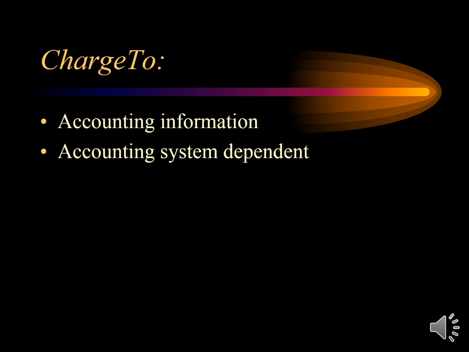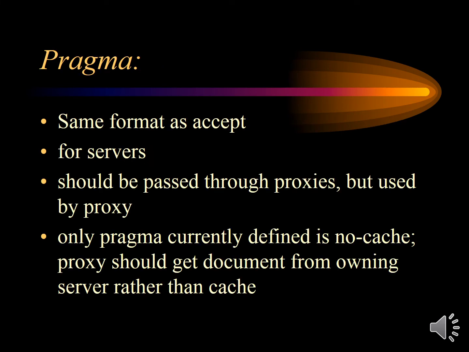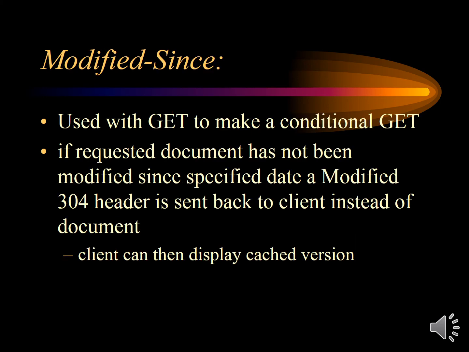Charge to is accounting information, in the same format as accept. Servers should pass it through proxies, but it is used by the proxy. The only pragma currently defined is no-cache. The proxy could fetch the document from the owning server. If-Modified-Since is used with GET to make a conditional GET: if the requested document has not been modified since a specified date, a 304 not modified header is sent back to the client instead of the document.